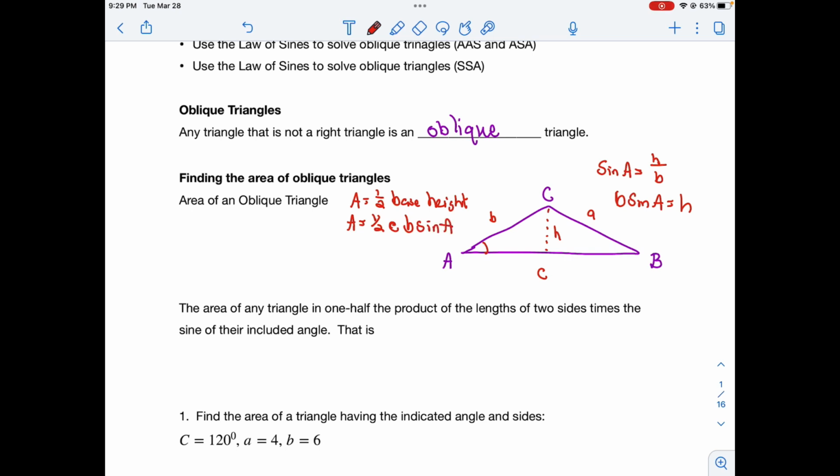So we have a new formula. Solving for oblique triangles, you can find the area of an oblique triangle as equal to 1/2 side BC times sine of A. So 1/2 the product of the lengths of two sides times the sine of their included angle.